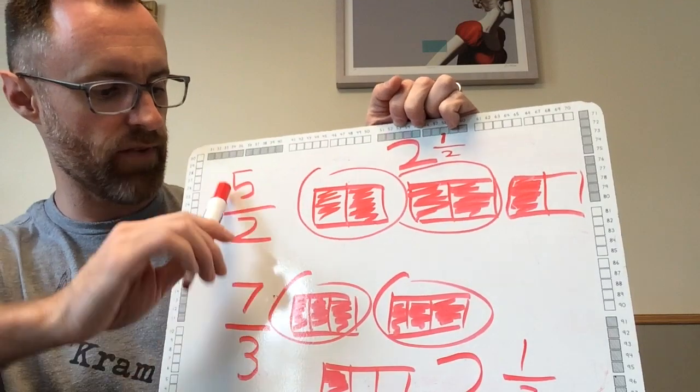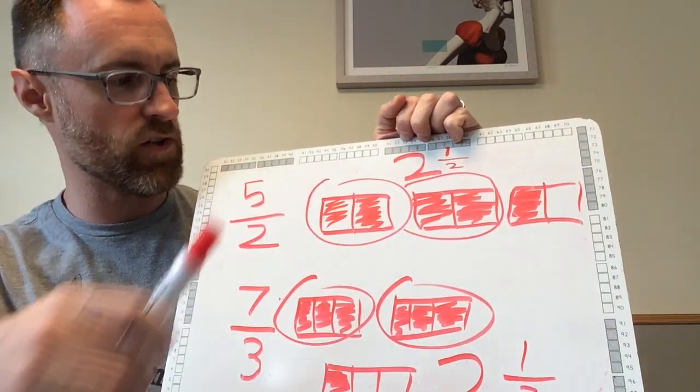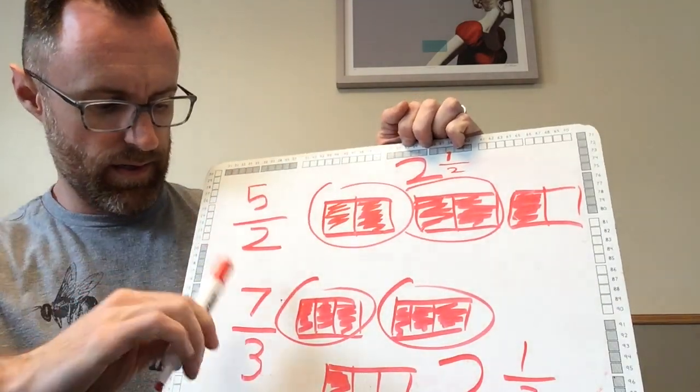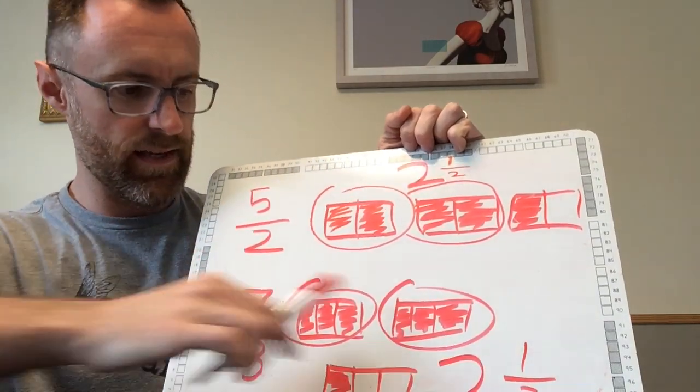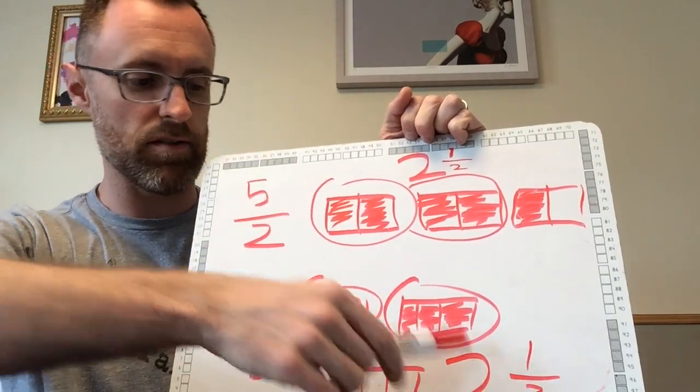5 halves, 5 over 2, is equal to 2 and 1/2, right? These are the same fraction, just written in different ways. 7/3 is also equal to 2 and 1/3. These are equal. Tomorrow I'm actually going to show you how to unpack these to draw these.